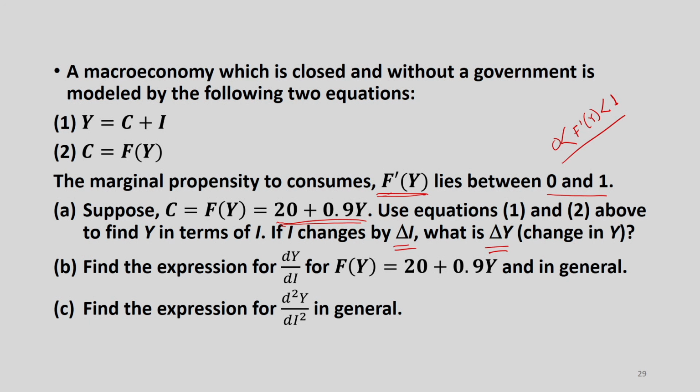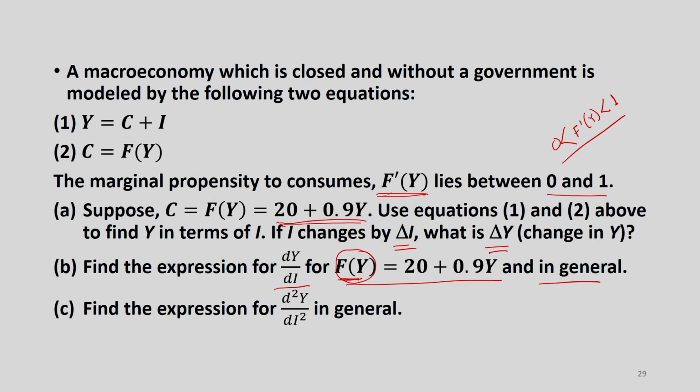Second part, find the expression for dy/dI if f(y) is given by 20 plus 0.9 y, and in general, where f(y) is not taking any particular form, it is just f(y). And finally, find the expression for d squared y/dI squared in general. In general means again, suppose f(y) is just f(y). So these are the three parts of the problem.